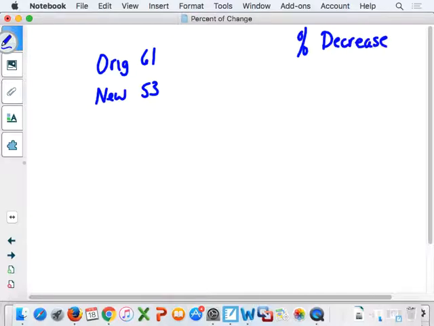Okay, so now what we need to do is remember our formula. Let me write it up here a little bit. Difference over original equals x over 100, because we're trying to make it a percent. So what is our difference between 61 and 53? That's just 8. Okay, so we're going to get 8 over our original number, which is 61.